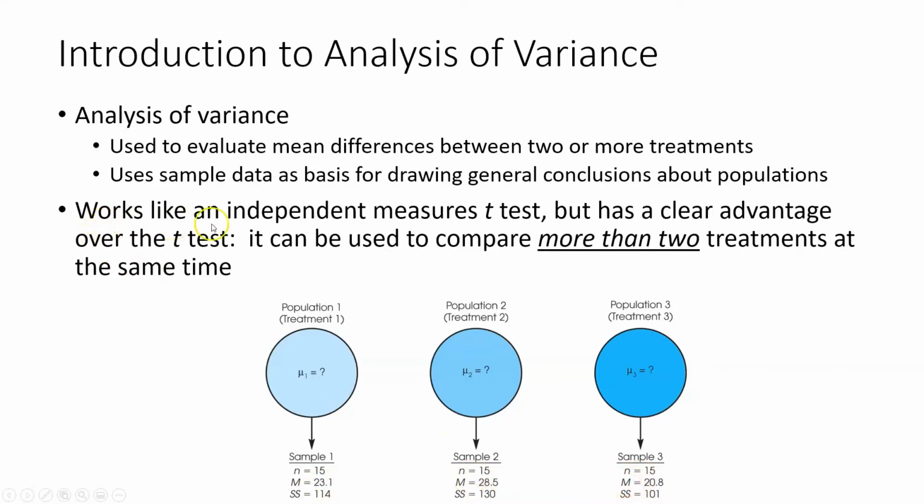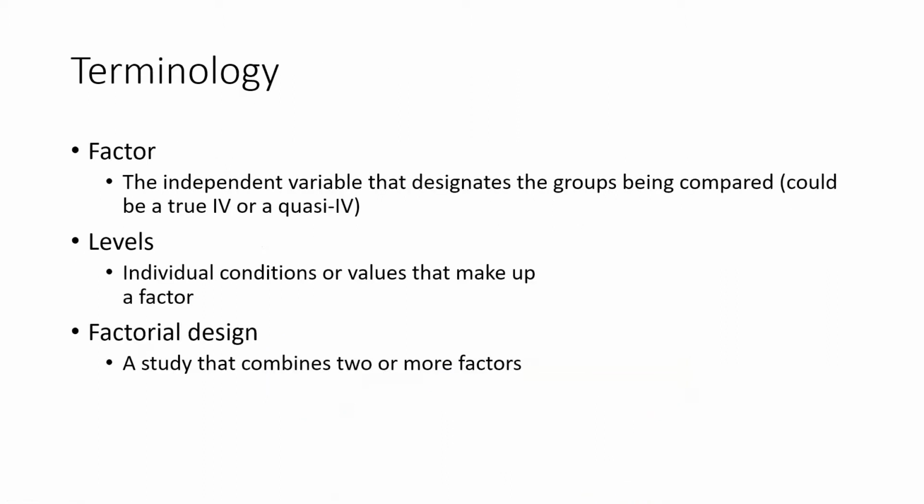So an ANOVA works like an independent measures t-test. Remember, in an independent measures t-test, we would have two populations and we would just compare the sample means for the two populations. But this has a clear advantage over the t-test. It can be used to compare more than two treatments at the same time. So if we have 3 populations, 3 different treatments, we can compare all of them and answer the question, are there any differences anywhere here? But before we move on, we need to establish a little bit of terminology.